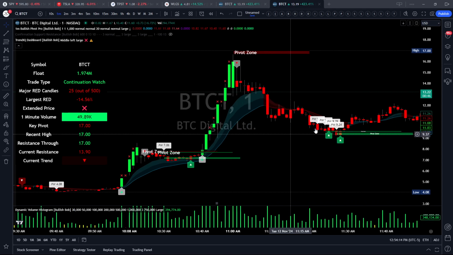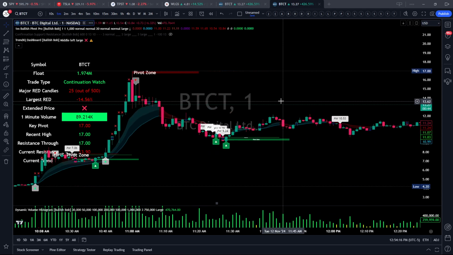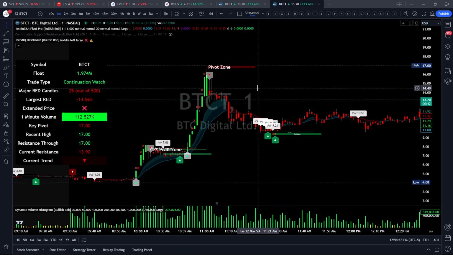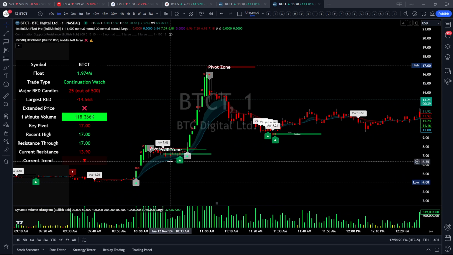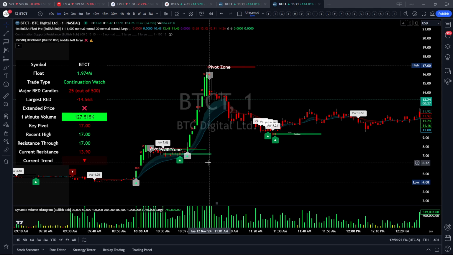That is what we're looking for. That's the point of the market. That's why we love day trading these low float stocks. But again, if you're trading low float stocks without a plan, without this type of strategy, you can get yourself in a lot of trouble, right?